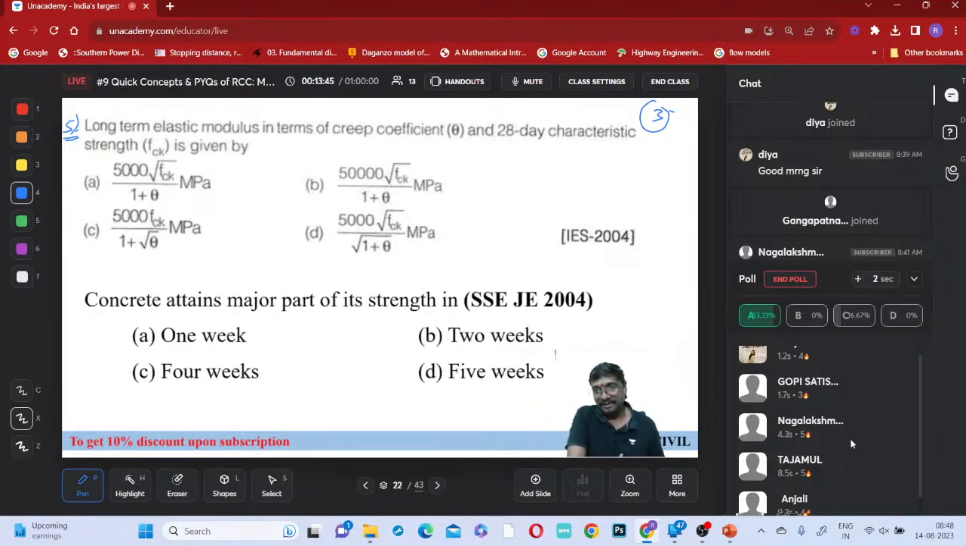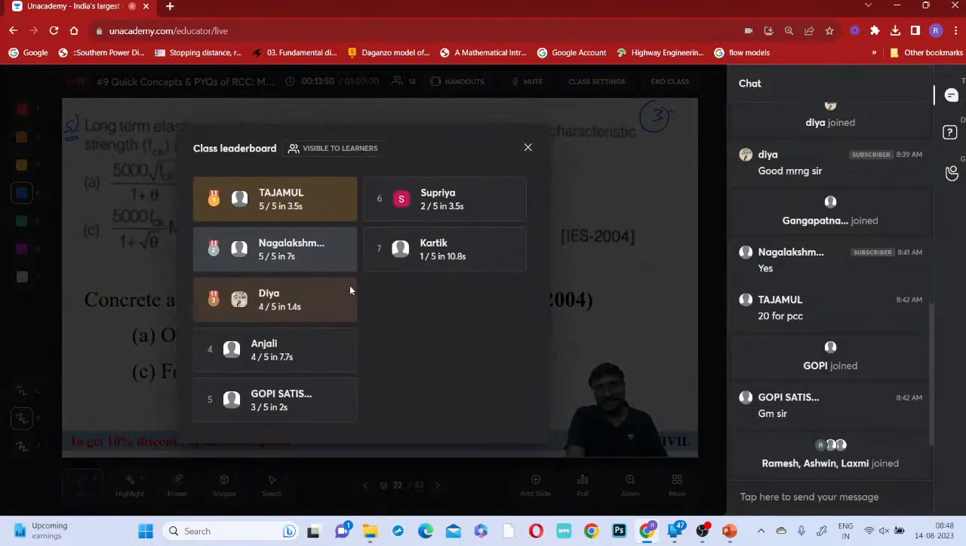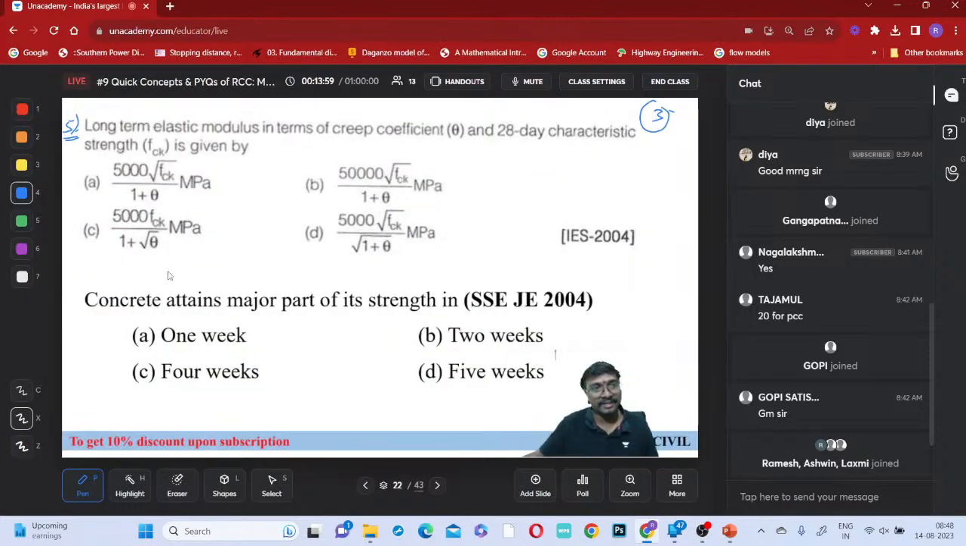Diya, Gopi, Nagalakshmi, Tajamul, Anjali answered correctly. Yeah, Ramesh, Ashwin, Lakshmi. Good morning. Tajamul first, Nagalakshmi second, and Diya third. Right. What is the answer?